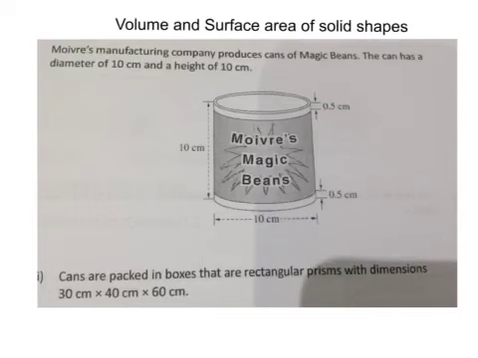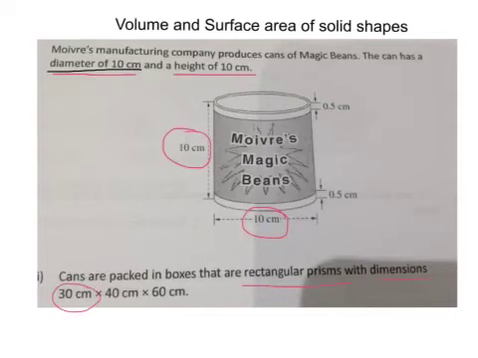If we look at the question, Moivers Manufacturing Company produces cans of magic beans. The can has a diameter of 10 centimeters, which is quite obvious on the diagram, and a height of 10 centimeters, which is there too. Now, cans are packed in boxes that are rectangular prisms with dimensions of 30, 40, and 60 centimeters.